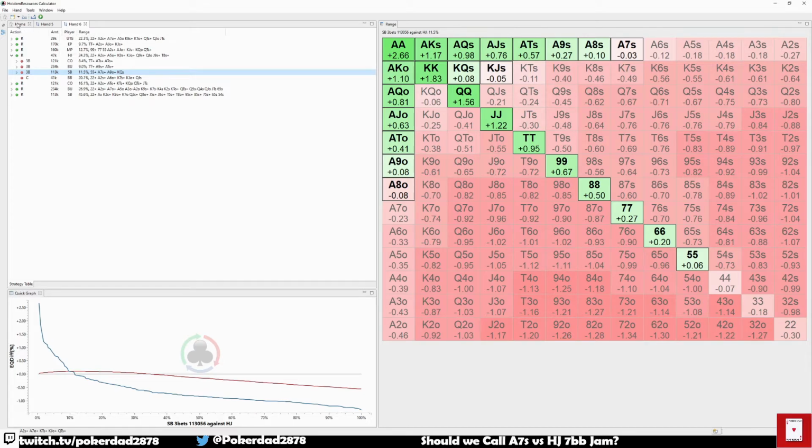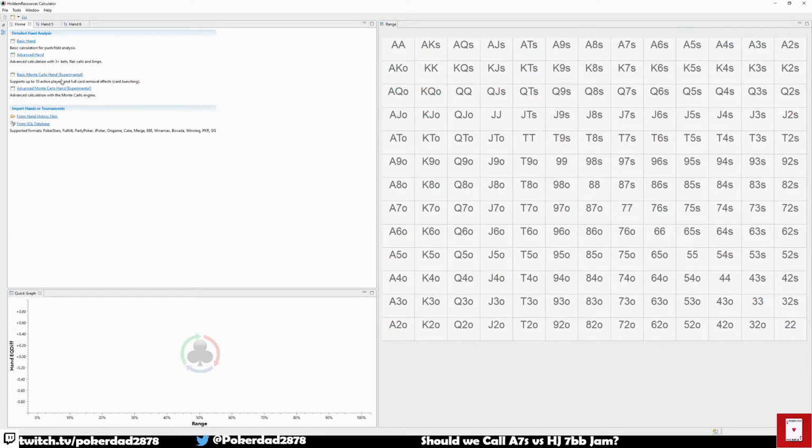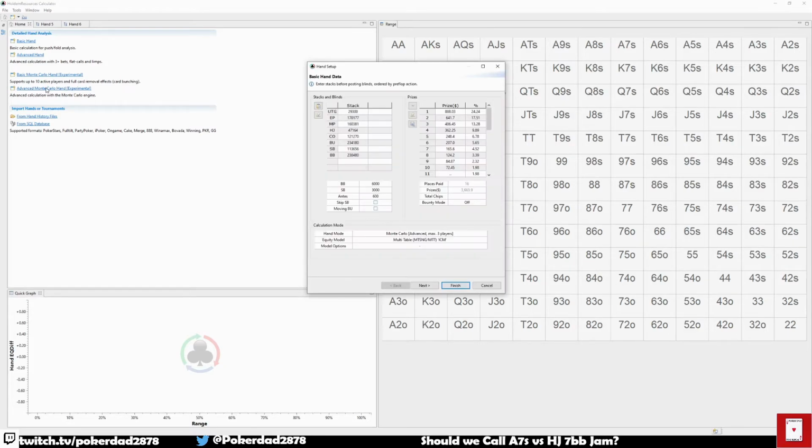Now, what if it's not a money jump? So let's go. Same idea here. Let me add in one more player again. Not a money jump.